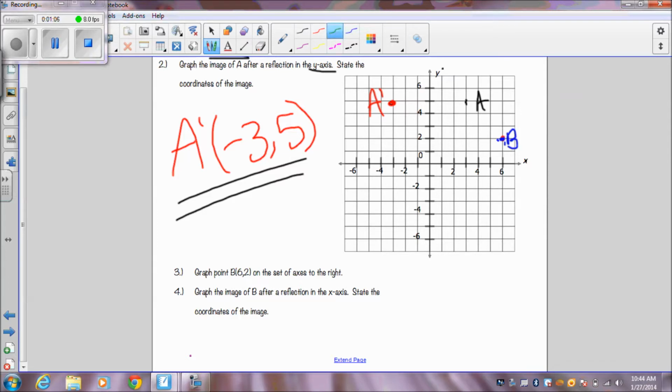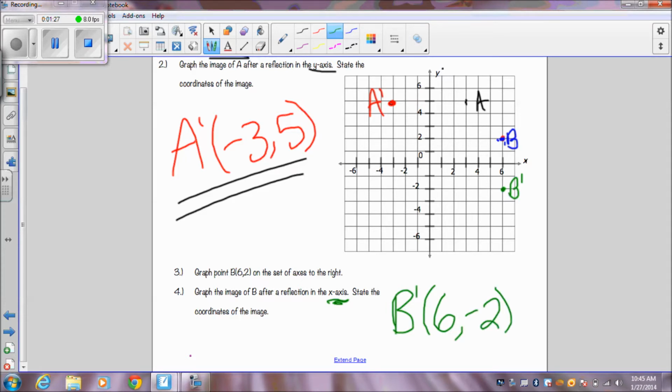So I'm going to call this point right here B prime because it's my new coordinate. Since I reflected in the x-axis, that's what I did. And then it asks to state the coordinates of the image. So the coordinates of the image are going to be B prime is 6, -2.